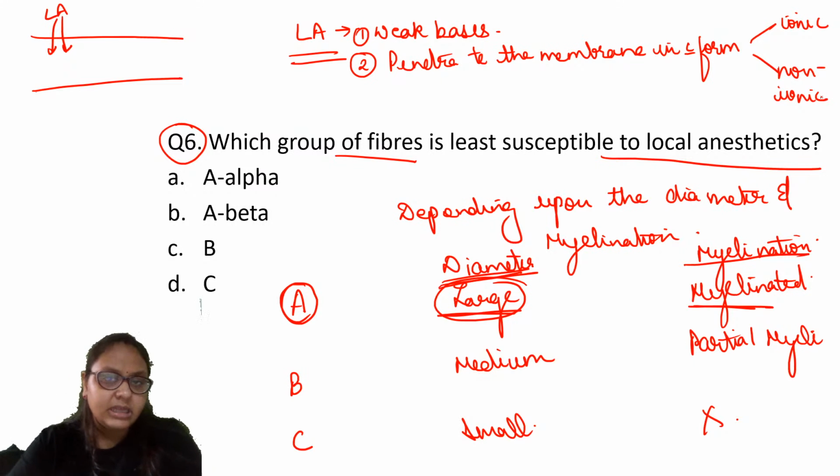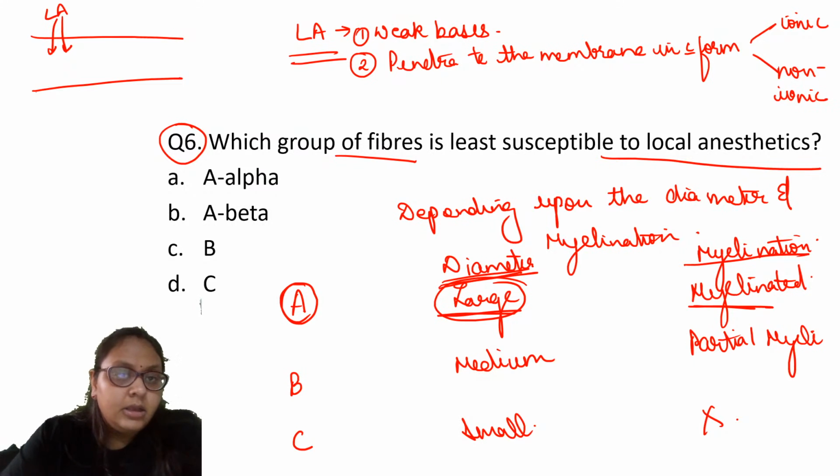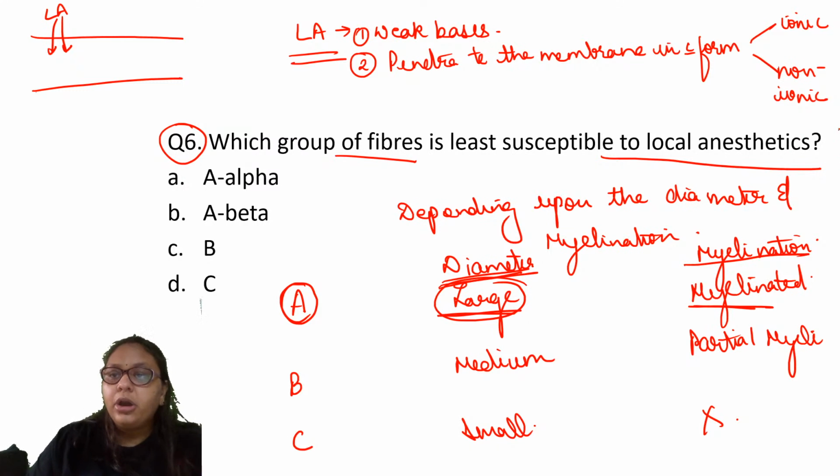Please tell me the answer for this, Dr. Kunal. Local anesthetics, they are weak bases, right? They penetrate the membrane in which form? Is it ionic or non-ionic form? Dr. Kunal, I am waiting for the answer. Yes, it is the unionized or the non-ionic form.